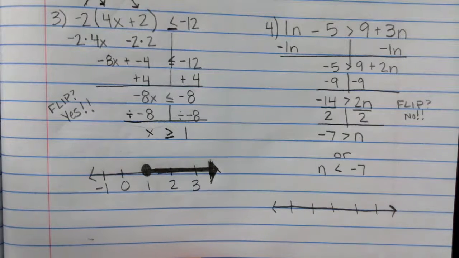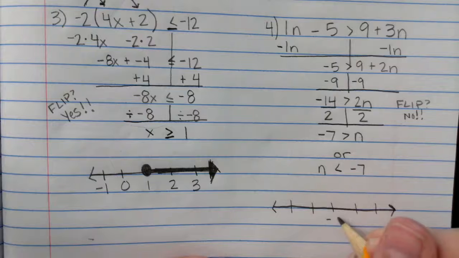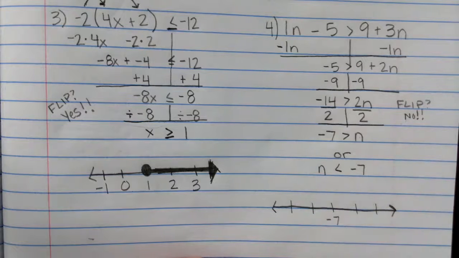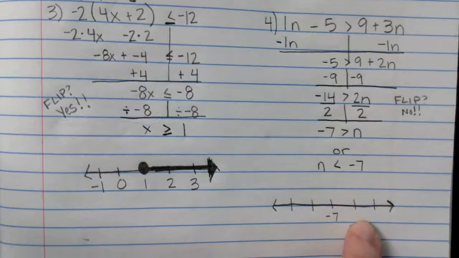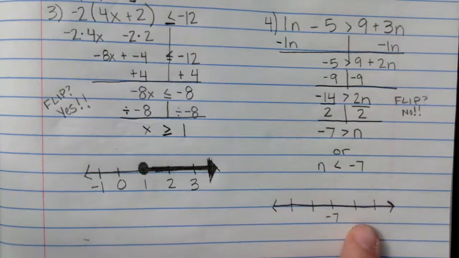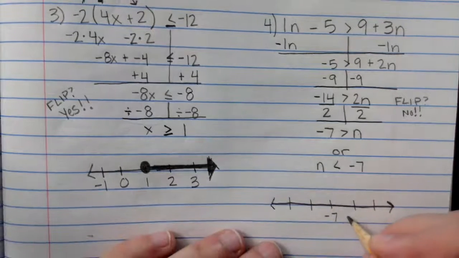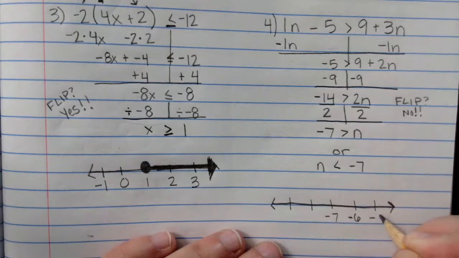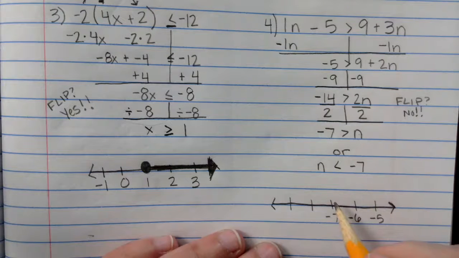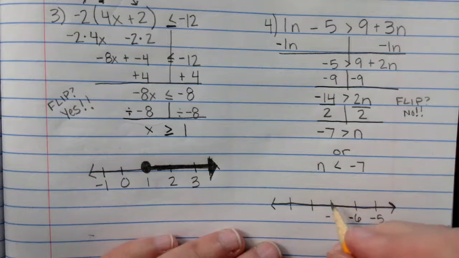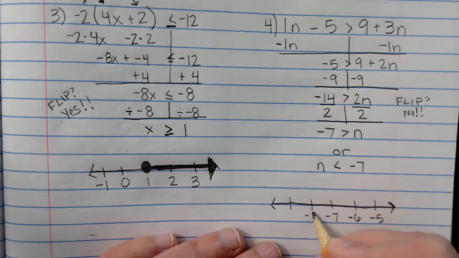I'm going to throw that -7 in the middle. What's going to go on the right of -7? -6 and -5 go on the right because I'm going to count up to 0. As I go to the left, I'm going to count away from 0. I want more negatives. So -8, -9.